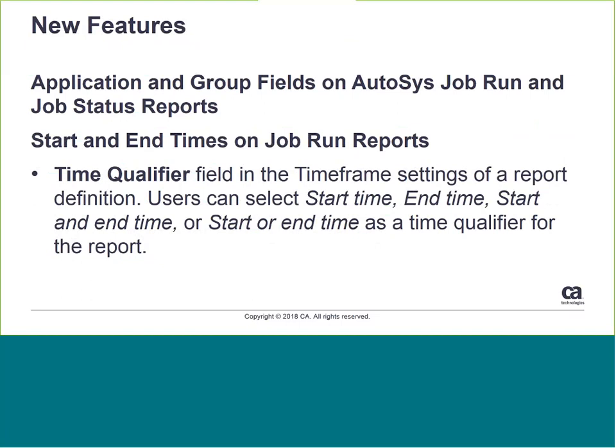Some other new features: we added application and group to the job run and job status reports. We realized a lot of people are using those fields in AutoSys, and to support the reporting functionality, we made it available to people to have a report that runs against a specific application or a specific group. So just giving you more flexibility in your reporting.